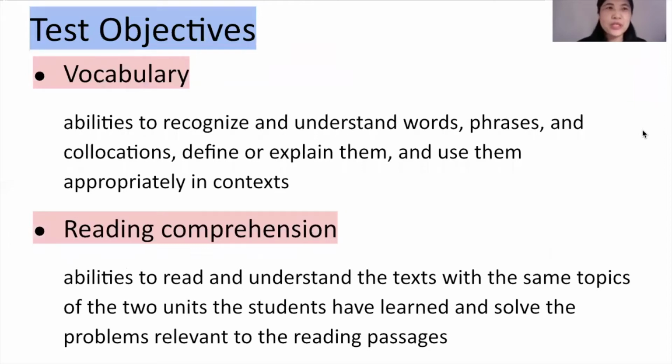The test objectives are composed of 2 parts, vocabulary and reading comprehension. In the vocabulary, we assess the students' abilities to recognize and understand words, phrases, and collocations, define or explain them, and use them appropriately in contexts. In reading comprehension, we assess students' abilities to read and understand the texts with the same topics of the 2 units the students have learned and solve the problems relevant to the reading passages.